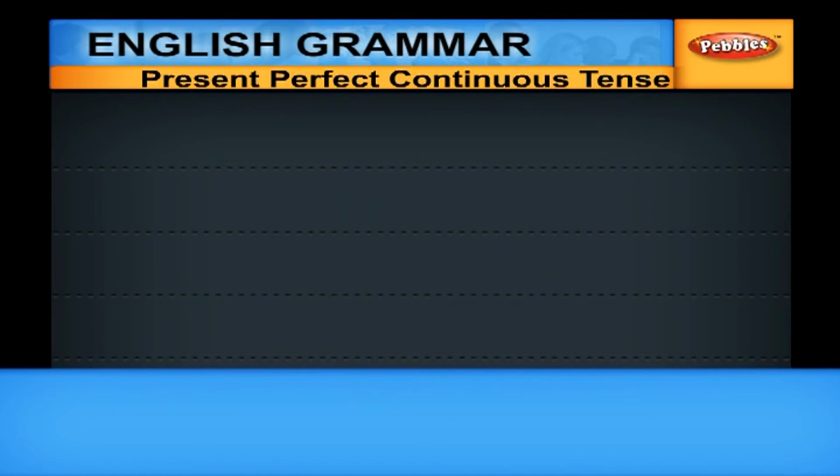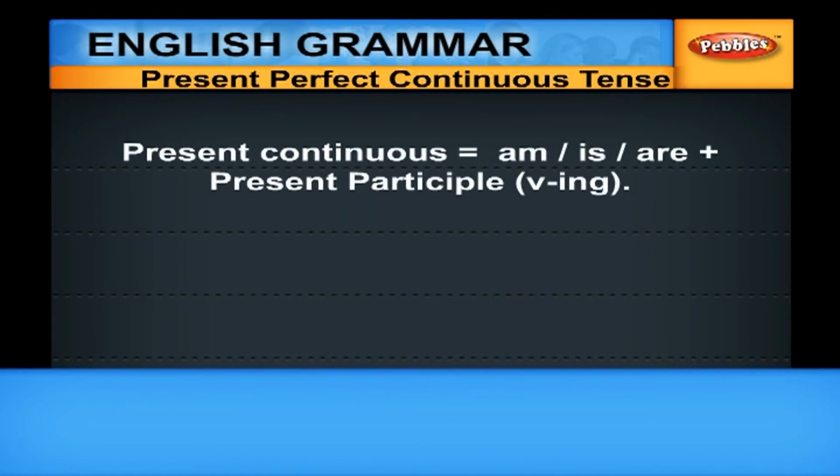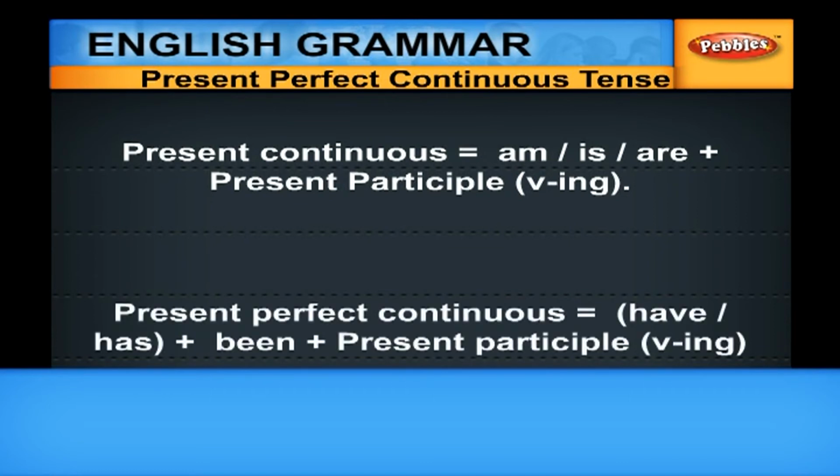We can say present continuous is equal to any of the helping verbs am or is or are plus present participle VING. But for present perfect continuous, we use any one of the helping verbs have or has plus another helping verb been plus present participle VING.